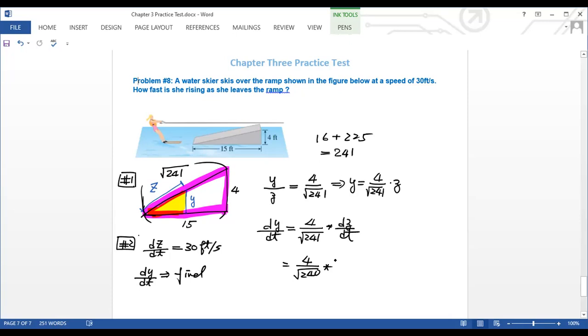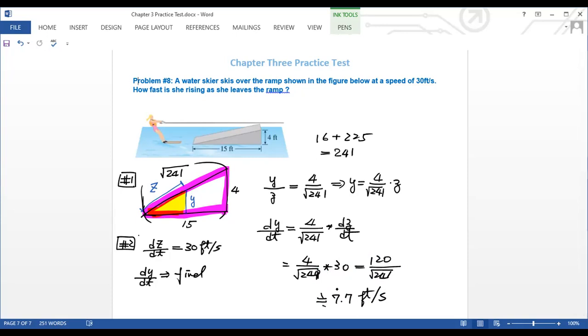So this is 4 over the square root of 241 times 30. So I will have 120 over the square root of 241. Okay, so that approximately gives me 7.7 feet per second. That means when I leave the ramp, at this point, this lady's speed is only going to be 7.7 feet per second, right, when she leaves the ramp.